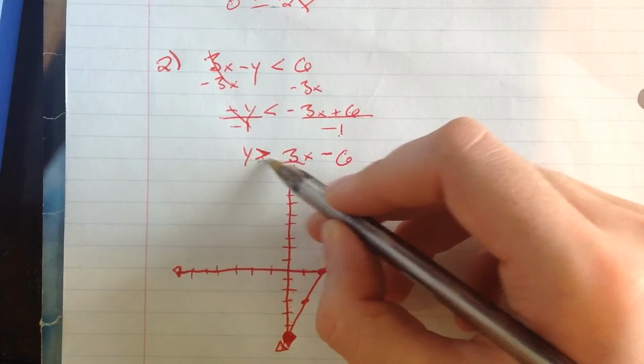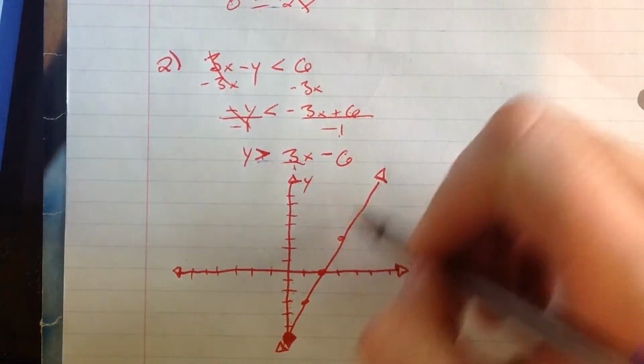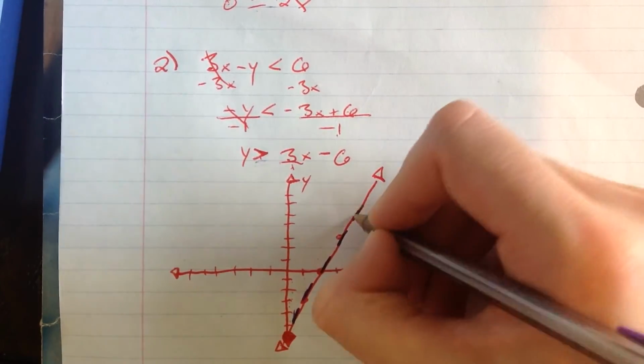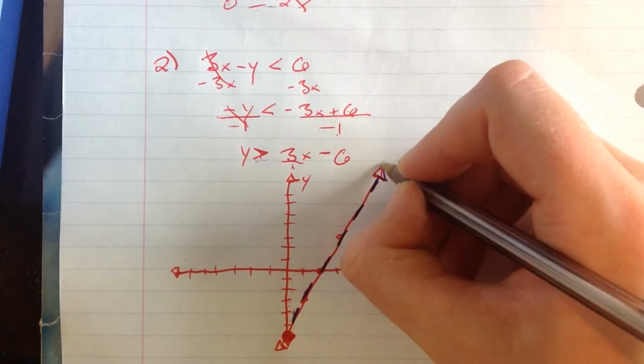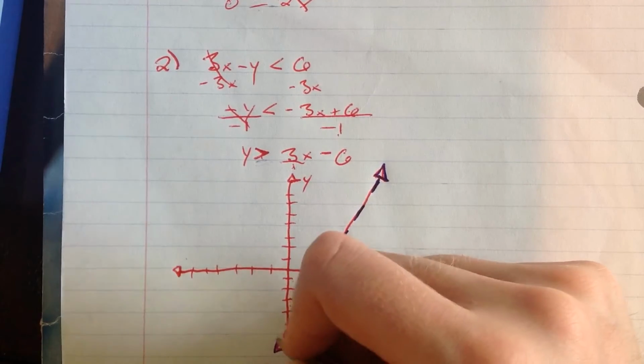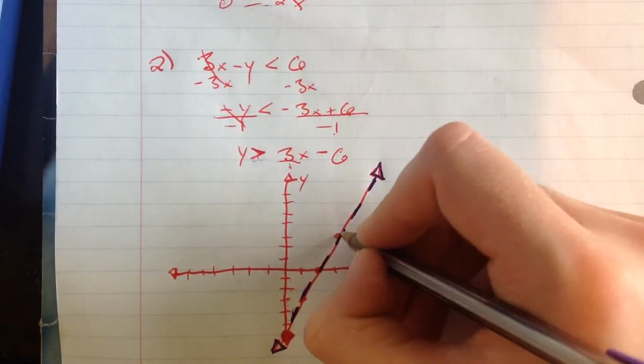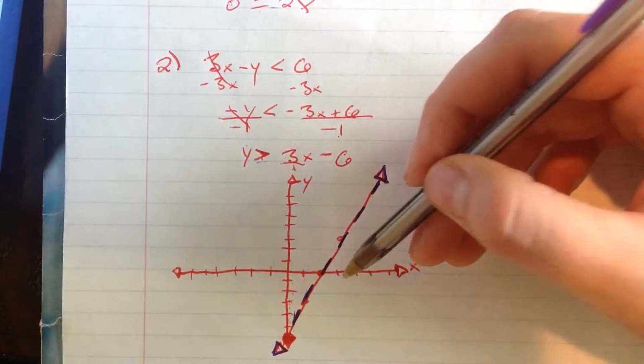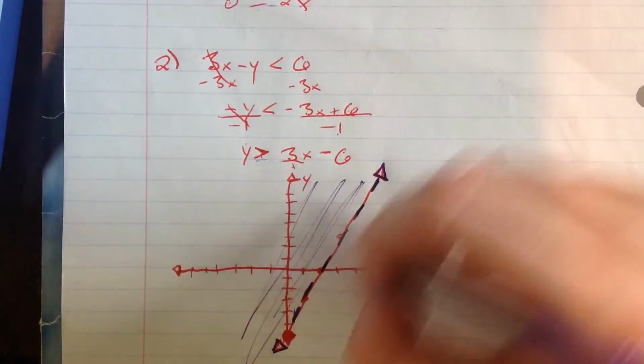If I don't have the equals bar below it, I don't make a solid line. So what my line should be is dashed. If I wasn't in pen, I would use my eraser at this point to erase chunks of the line, but we'll make the purple our final line. Then, I want y values above the line. Above the line is over here.